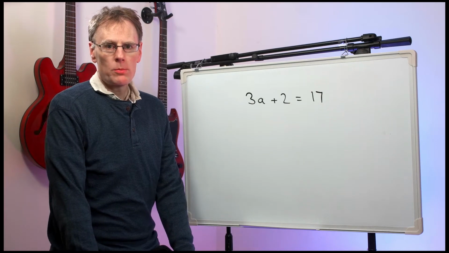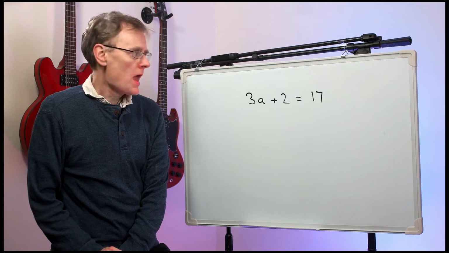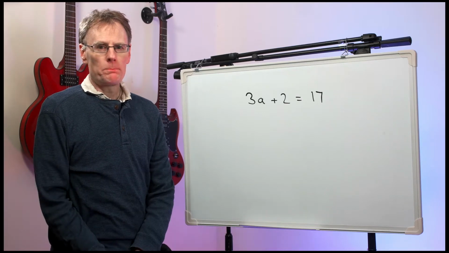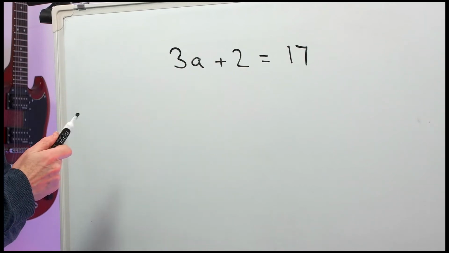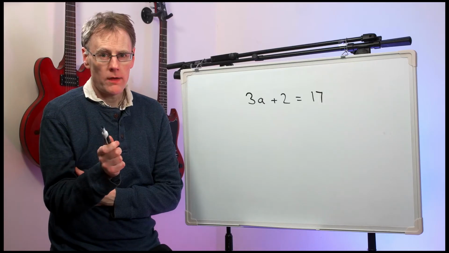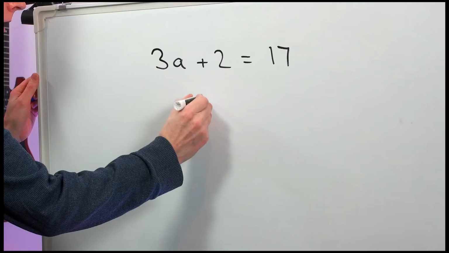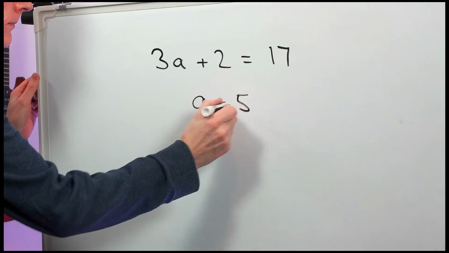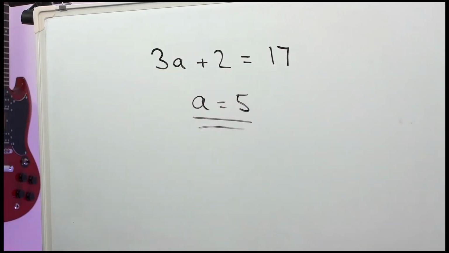Okay, 3a plus 2 equals 17. So what is a? A is some unknown number. 3 somethings plus 2 makes 17. Well, 3 5s are 15. A must be 5. 3 5s are 15, plus 2 makes 17.